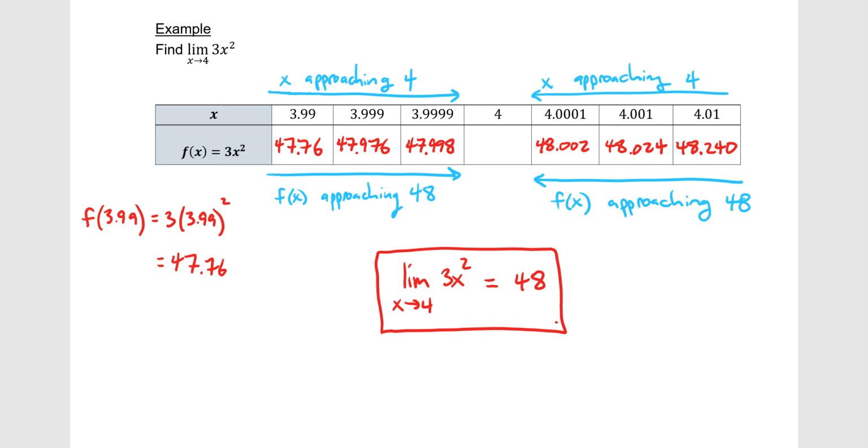In fact, for this particular example, we could actually plug in 4, because it's not undefined at x equals 4. You can plug in 3 times 4 squared, and you get your answer of 48. So this will not always be the case. We're going to see why going forward. Hopefully it's pretty obvious that this is a parabola and it's continuous because it's a polynomial. But we'll have a more exact definition going forward.